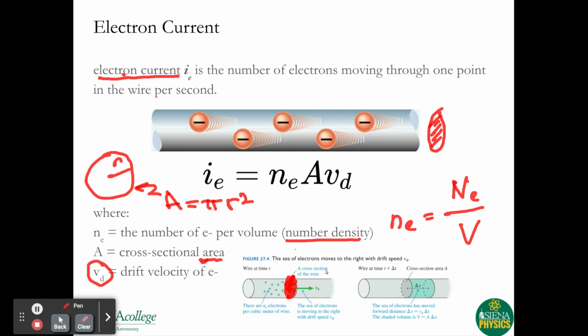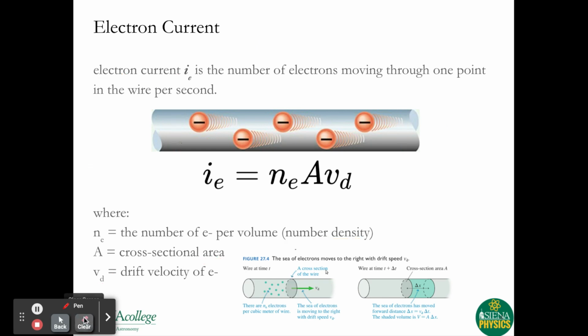If we look at our units, we have the number per volume, that's the number density. We have an area, which is meters squared, and volume would be meters cubed. Then we have a velocity, which is meters per second. So on the top, we have a meter times a meter squared. That cancels with our volume of meter cubed. And so we're just left with number per second. So it's the number of electrons passing through some vertical part of the wire per second, or this way if they're going this way.